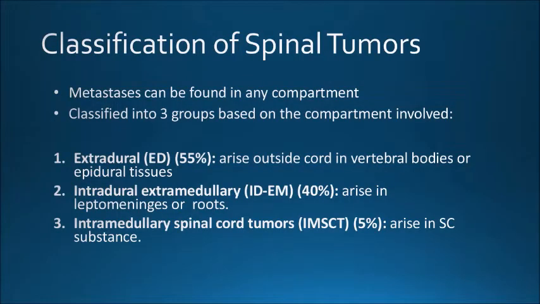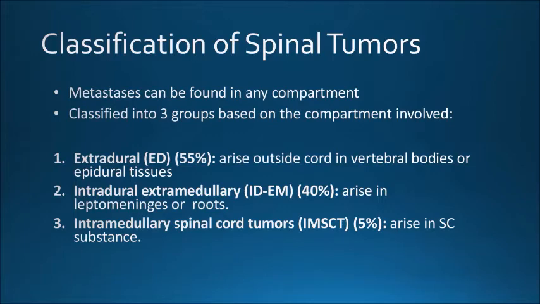Now coming back to the spinal tumors, the spinal tumors are classified into mainly three types: extradural, intradural extramedullary, and intradural intramedullary. So these are the three major types. Metastasis can be found in any compartment, and the most common ones are the extradural spinal tumors.